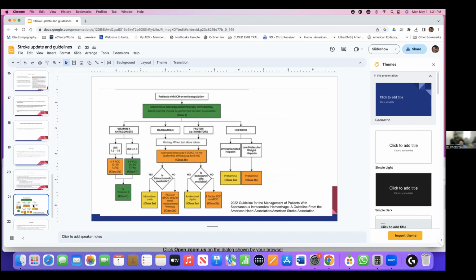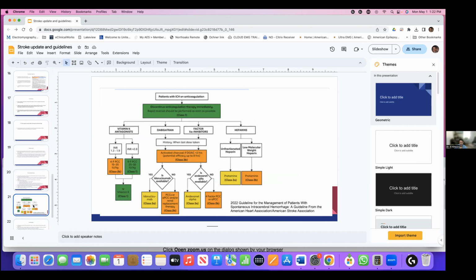This is a nice slide from the 2022 guidelines. Those are the blood thinners that are commonly encountered that are associated with ICH. And this is the treatment recommendation for this.